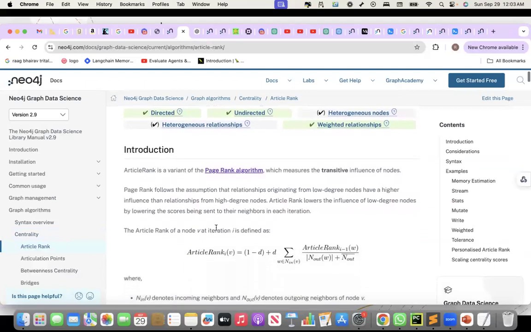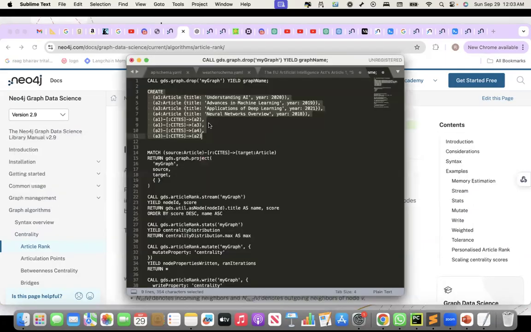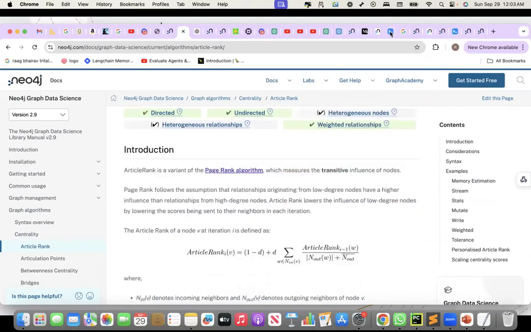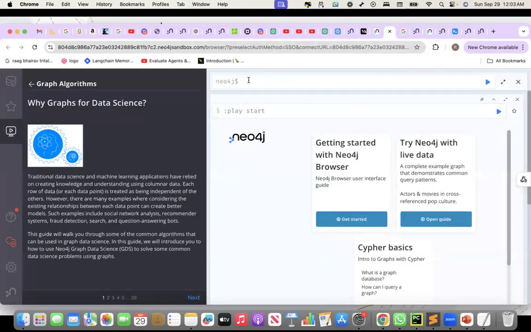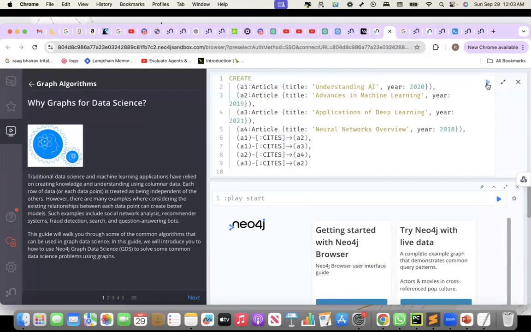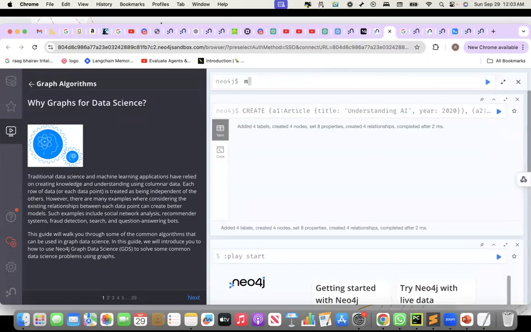Article rank is a variant of the PageRank algorithm, which measures the transitive influence of nodes, right? To understand how it differs from PageRank, let me actually create a graph. I've created a sandbox environment in Neo4j, creating the graph. Let me now visualize the graph.